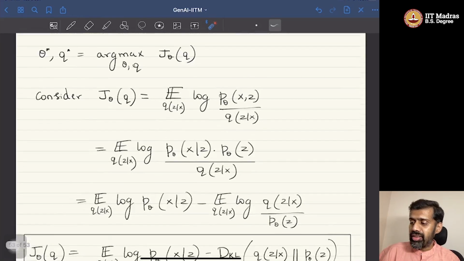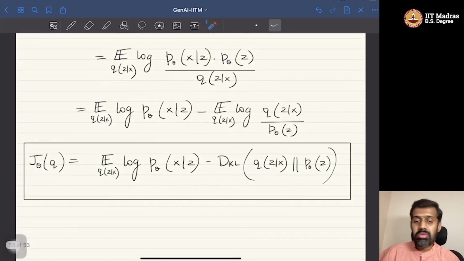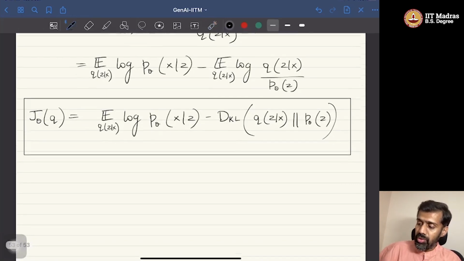Now, how did we get this? We started with the evidence lower bound, which is the lower bound that we constructed over the log likelihood function that we would want to maximize. And we just used the law of logarithms to break it down into these two terms. Okay. Now, the question is, how do we optimize this using neural networks?